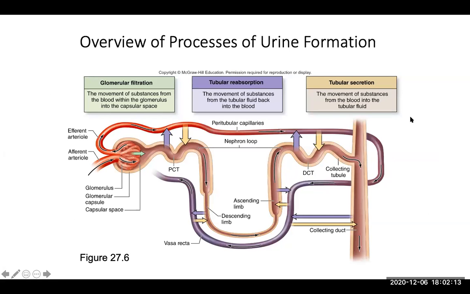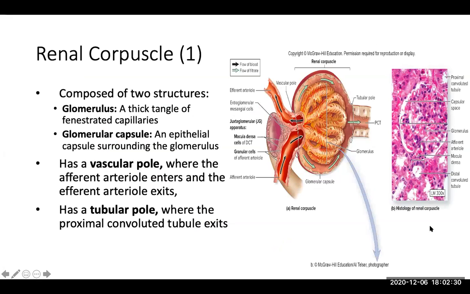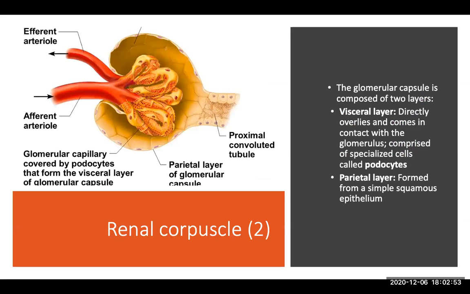And here's just the overview of the process of urine formation, where glomerular filtration occurs, where tubular reabsorption occurs in several locations, and where tubular secretion occurs to eventually be excreted as urine through the collecting duct. The renal corpuscle is composed of the glomerulus and the glomerular capsule. The glomerulus will be the capillaries, and the glomerular capsule is just the epithelial capsule surrounding the glomerulus. It has a vascular pole where the afferent arteriole enters and the efferent arteriole exits, and a tubular pole where the proximal convoluted tubule exits with the filtrate that has been filtered.